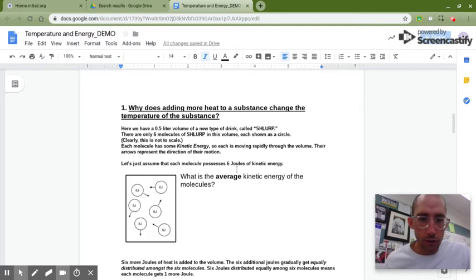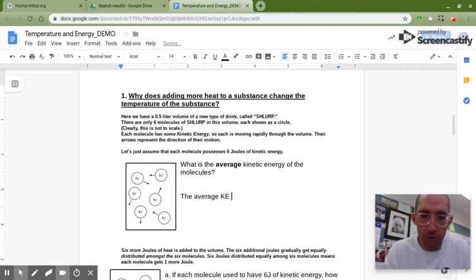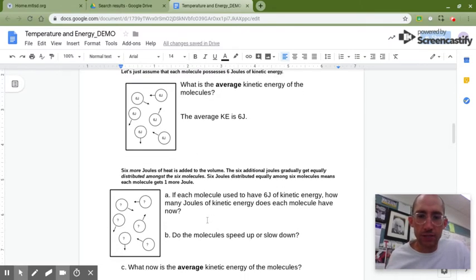So let's say this is a half liter, just arbitrary. We have 6 molecules in it. Each molecule has 6 joules of kinetic energy. Remember, joules is a unit of energy. So what is the average? The average KE is 6. All right, and then let's say that 6 more joules is added to the whole volume, and over time, those 6 joules gradually get distributed. Each molecule gets 1 more joule then.